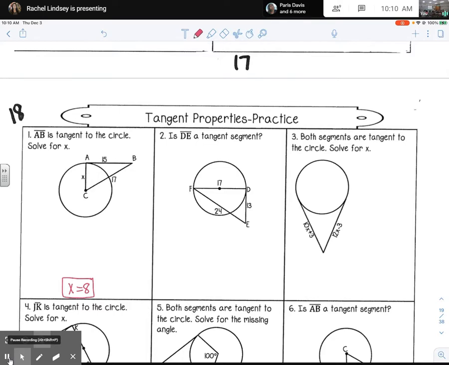On number 2, I need to see if DE is a tangent. So I need to first find what A, B, and C are. C would be the 24, because the angle at D would be the right angle if it is a tangent. So 24 would be C, the other two are A and B. So 17 squared plus 13 squared equals 24 squared. I need to simplify that and see if they equal the same thing.